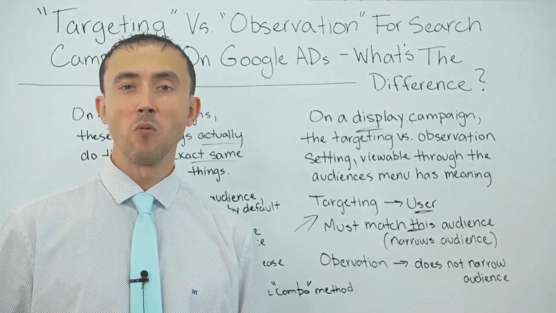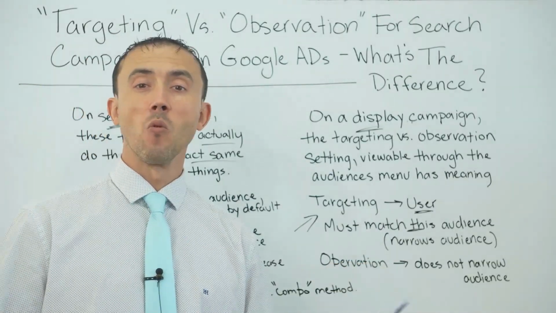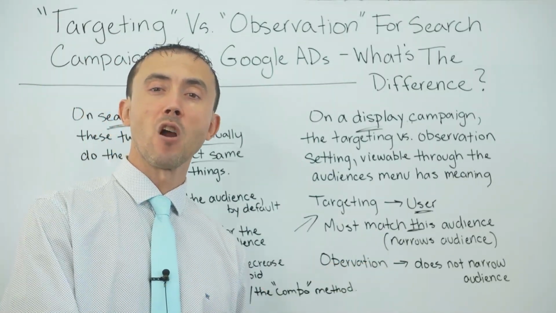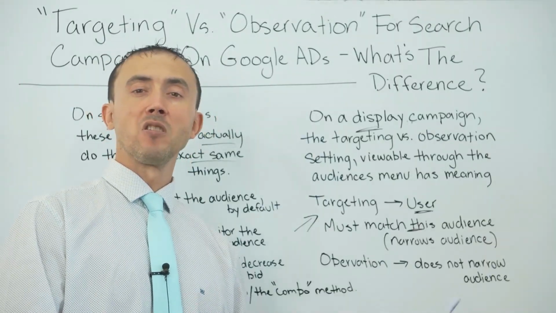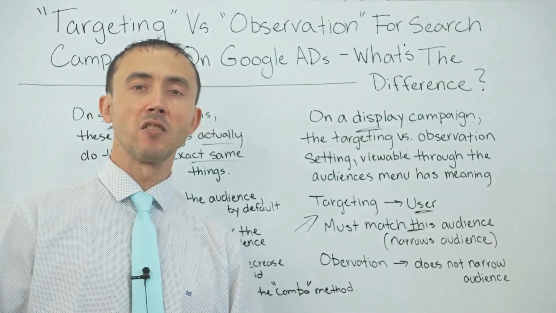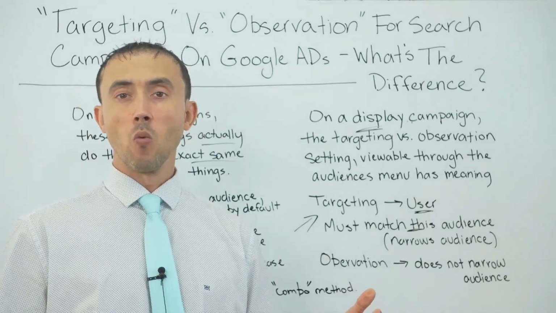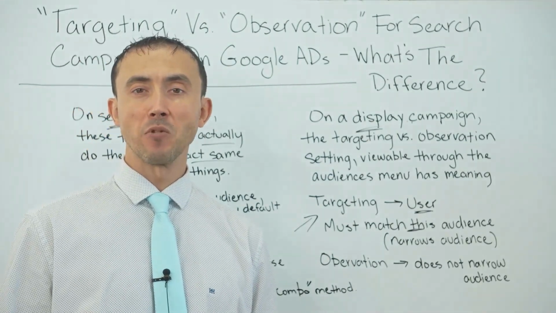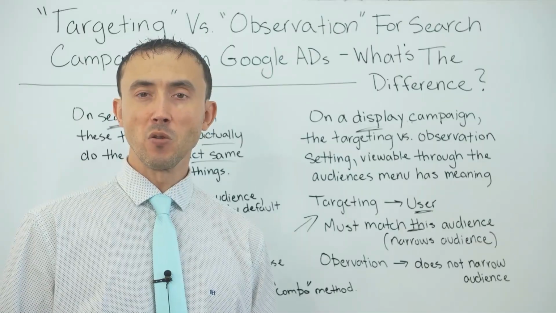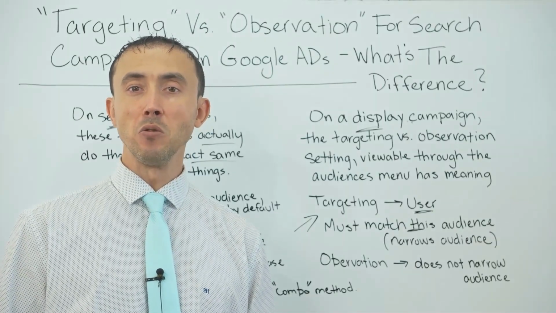But they don't explain why. They don't even explain what a situation would be where you would use targeting, or what the differences between targeting or observation is, which is why I made this video here. Now, you may say, why the hell do they even have both of those options there if there's no situation where they can even explain you would use targeting?